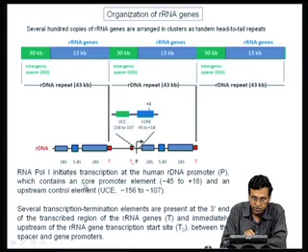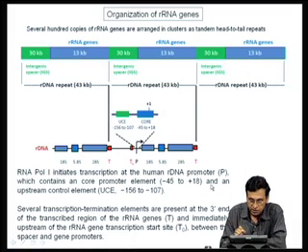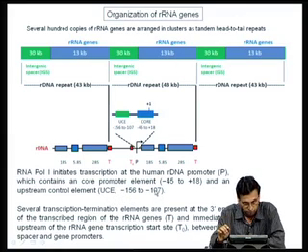So Pol I initiates transcription of the human rDNA promoter, which is designated as P here, which contains a core promoter element extending from minus 45 to plus 18, and it also contains an upstream control element or UCE, which extends from minus 156 to minus 107 region.